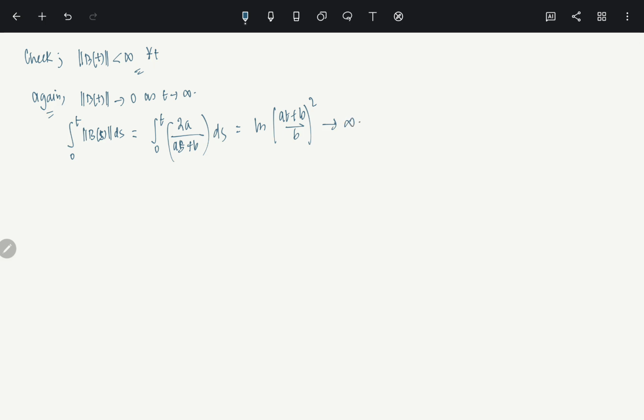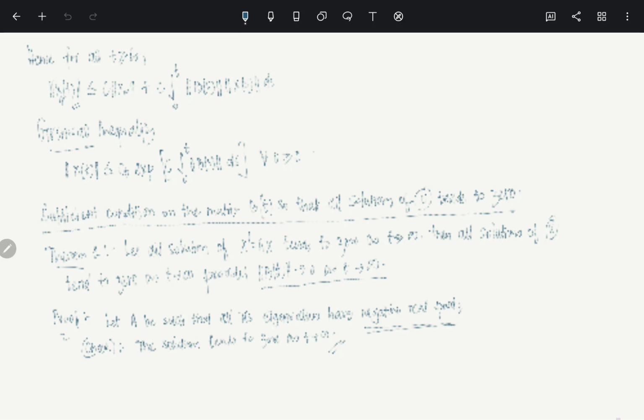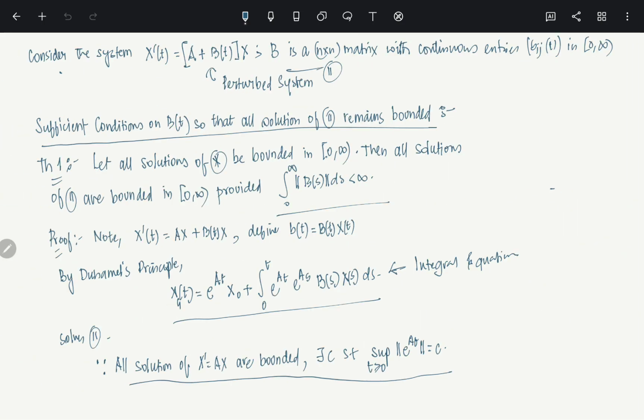So what you can say is that for this problem, all non-trivial solutions are unbounded. Clear? Why? Let's look at the theorem first. What does the theorem say? All solutions are bounded for the homogeneous problem, of course, that is given.